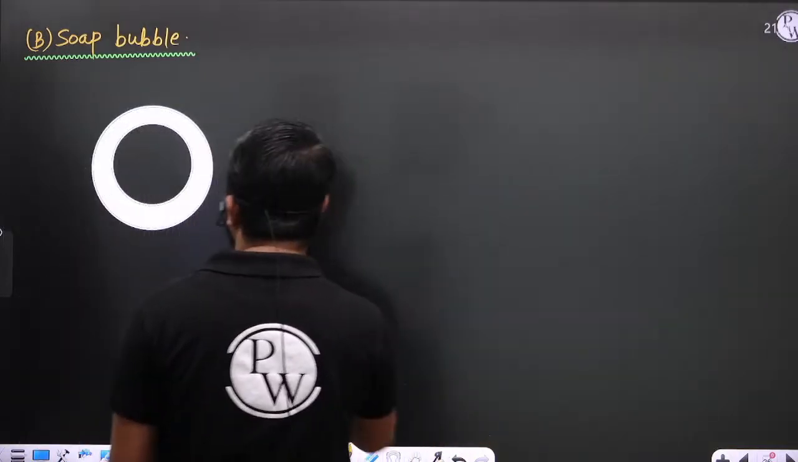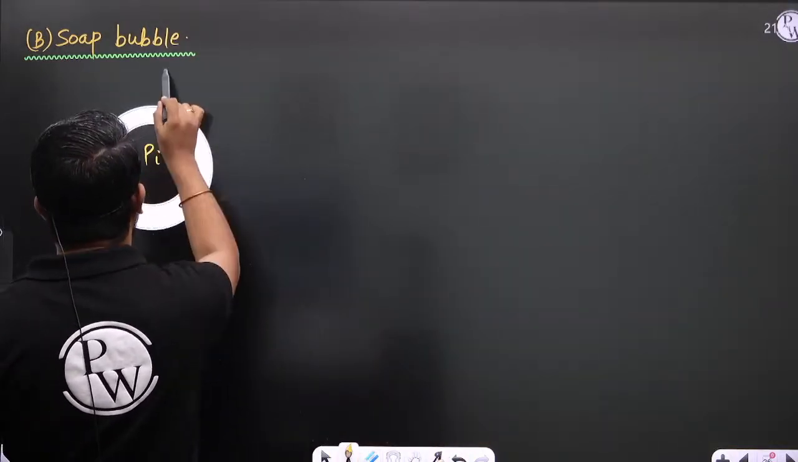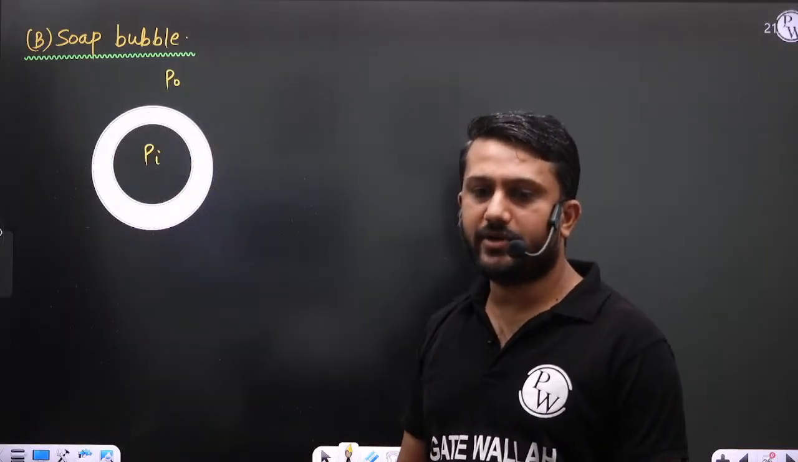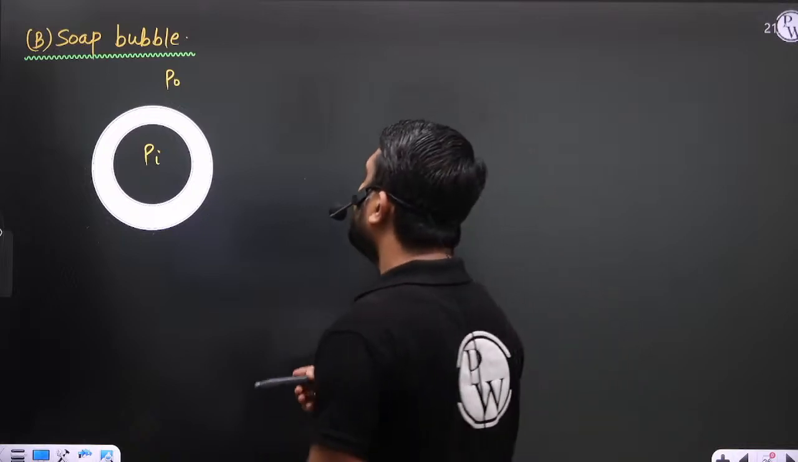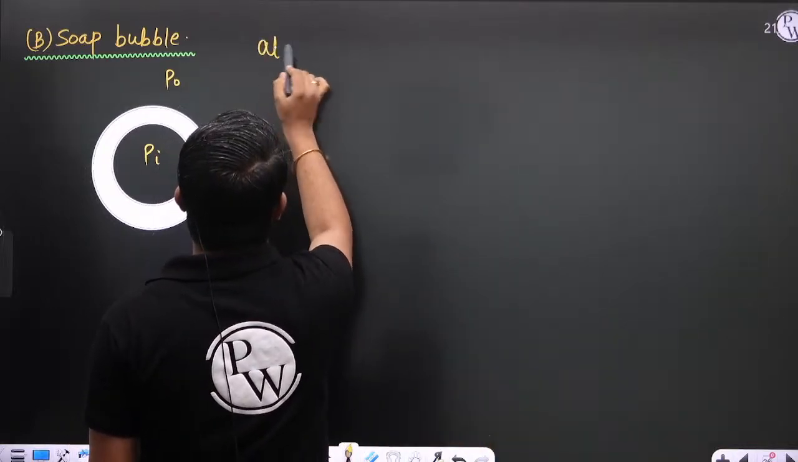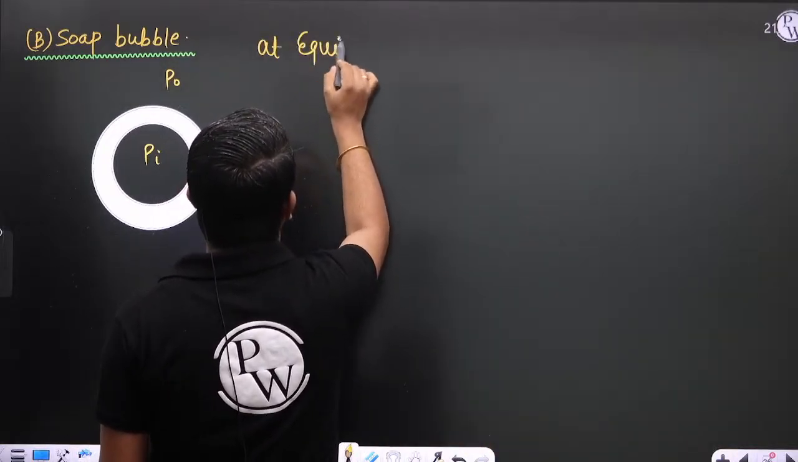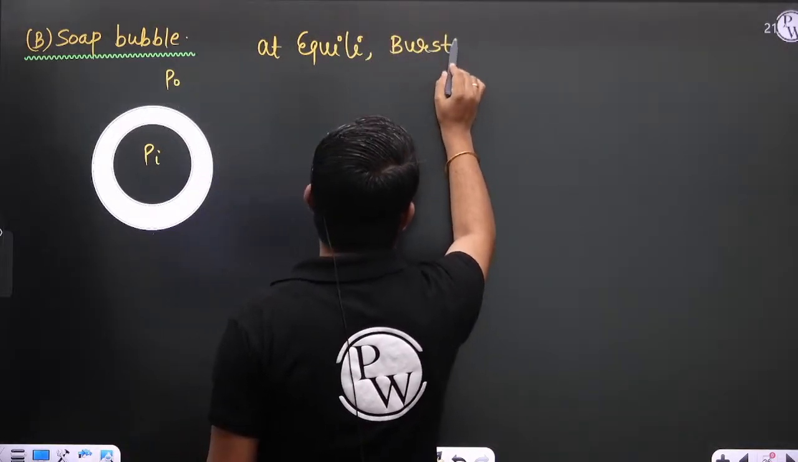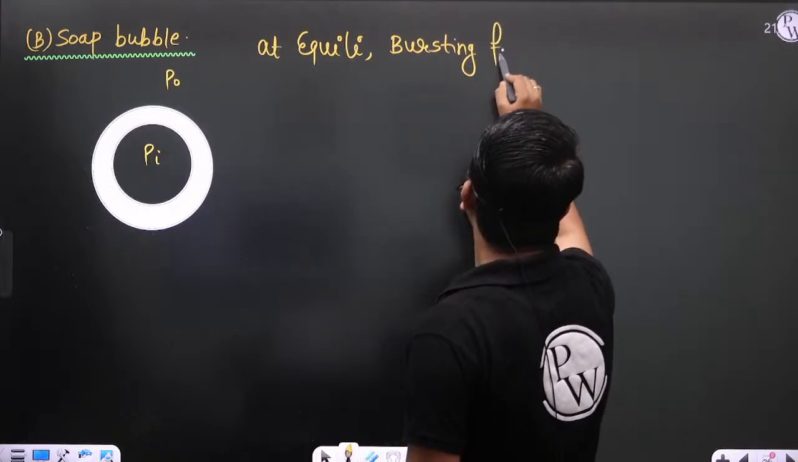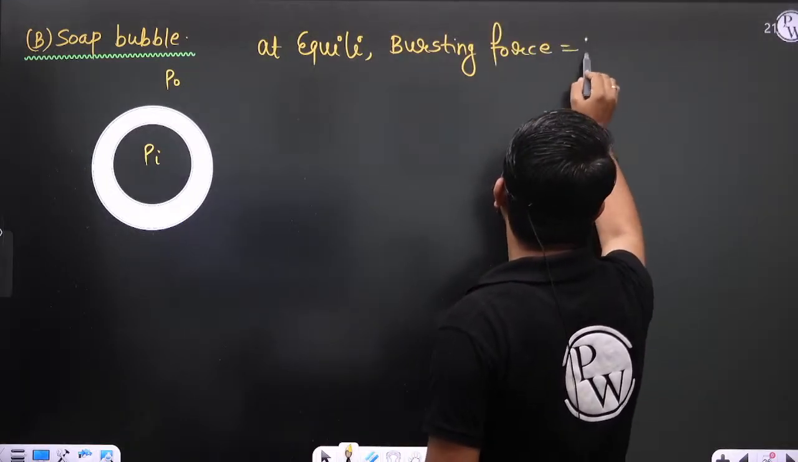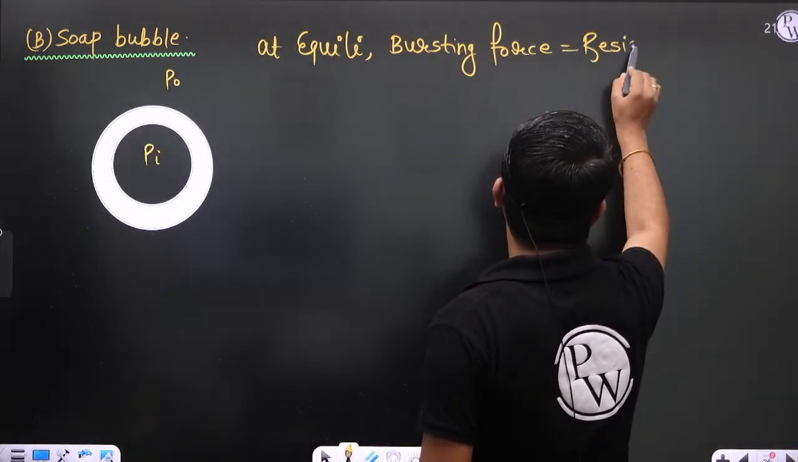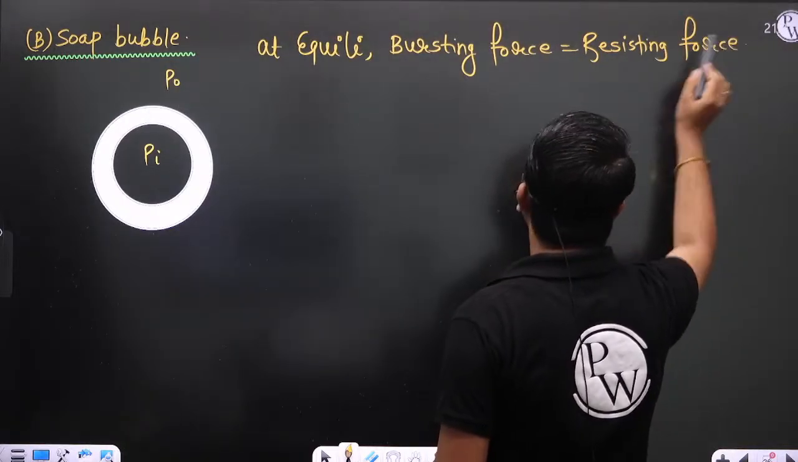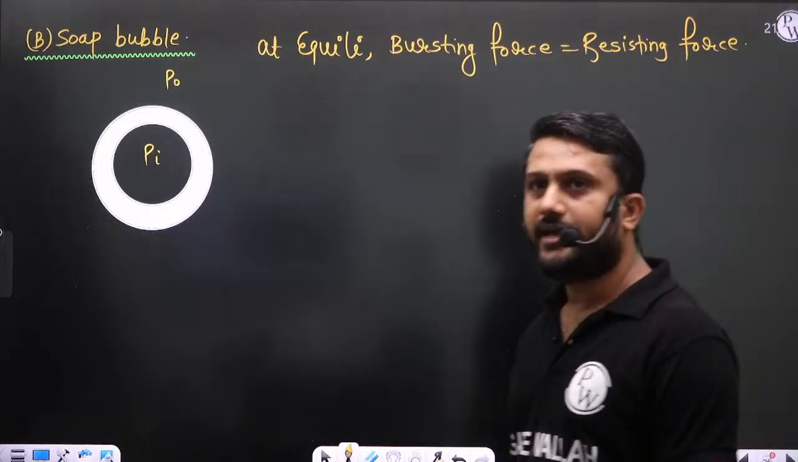That inside pressure is Pi, outside pressure is P naught. So again apply the equilibrium equation. At equilibrium, bursting force is equal to resisting force. So tell me, what is the bursting force?